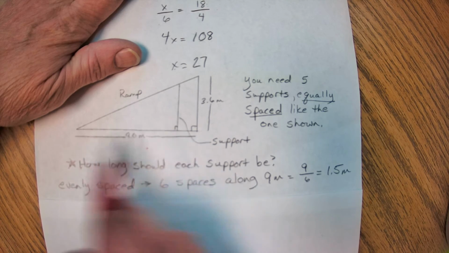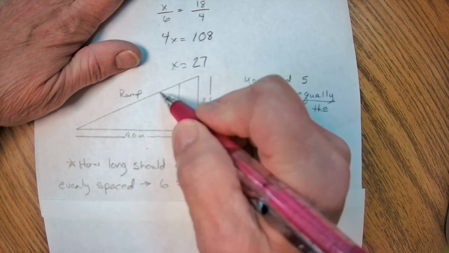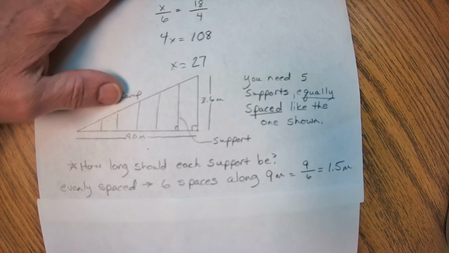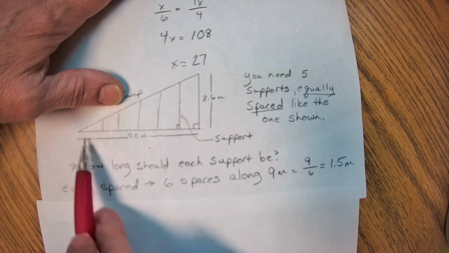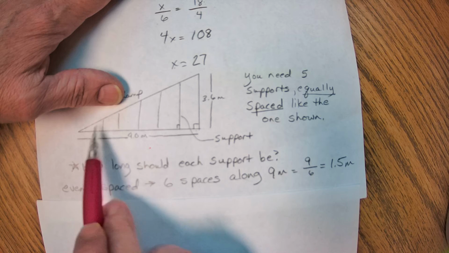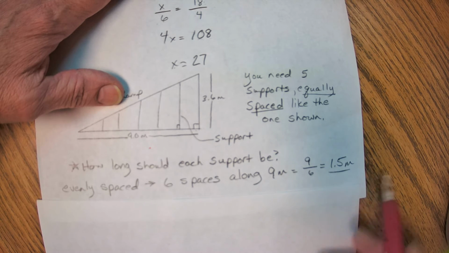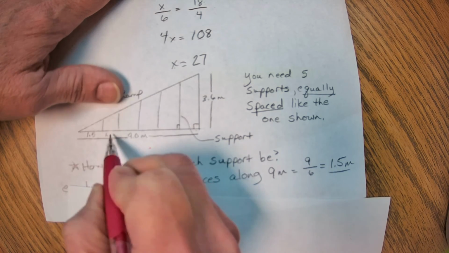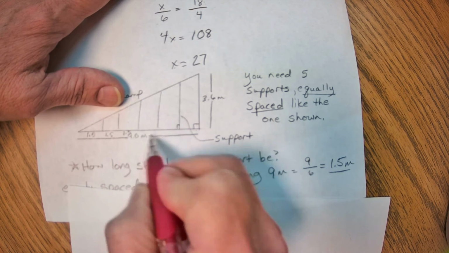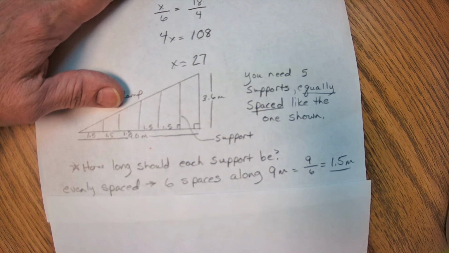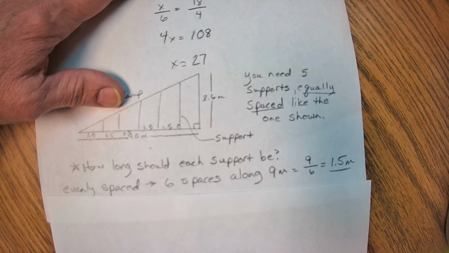6 spaces around here. If I have 1, 2, 3, 4, 5 supports, right, so if this is to be evenly divided into 1, 2, 3, 4, 5, 6 spaces, I know that each of those spaces has to be 1.5 meters. So I'm just going to go ahead and write 1.5 on all of these. And then the question is, how long should each support be?